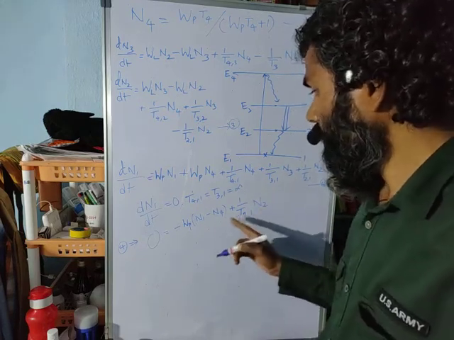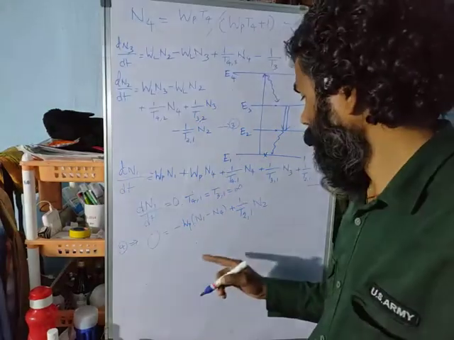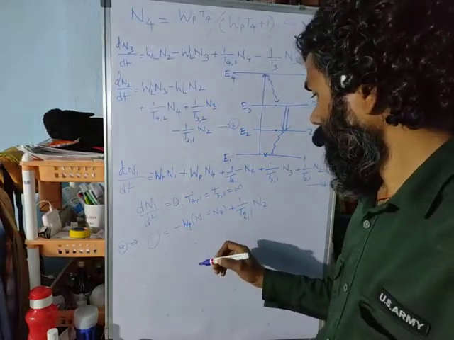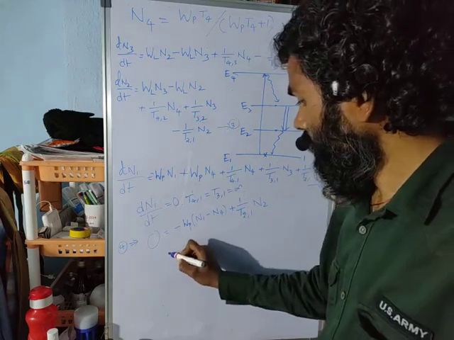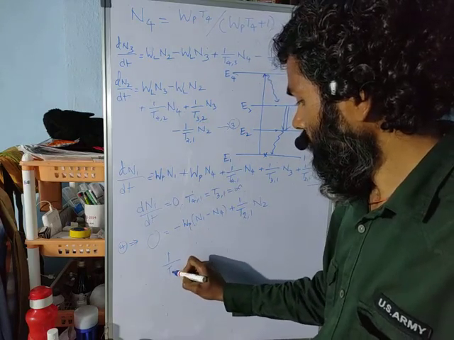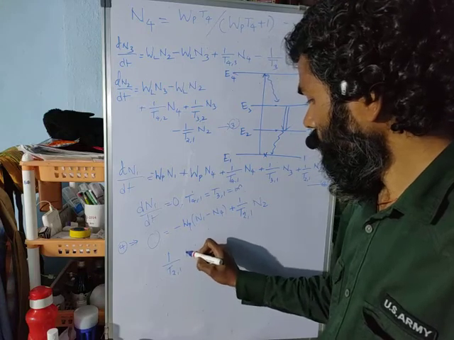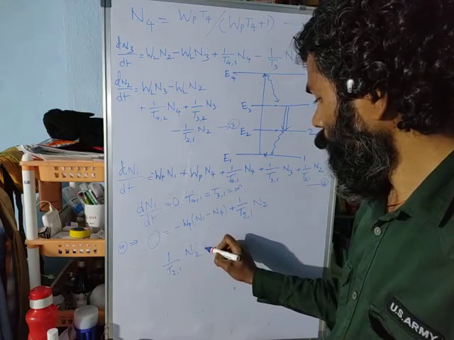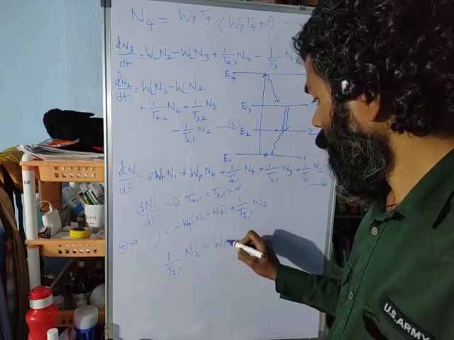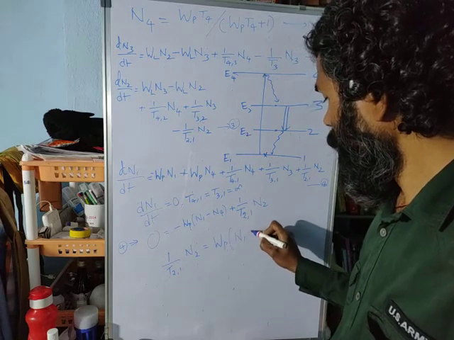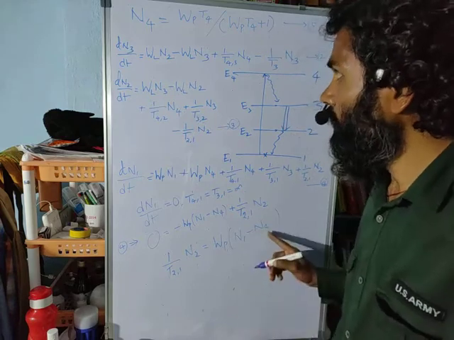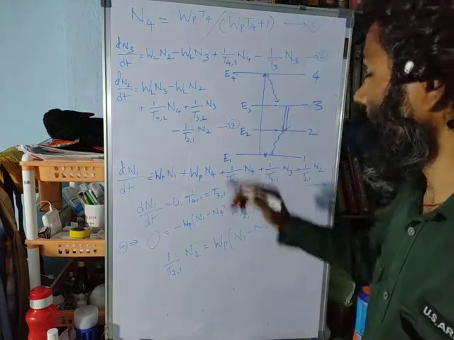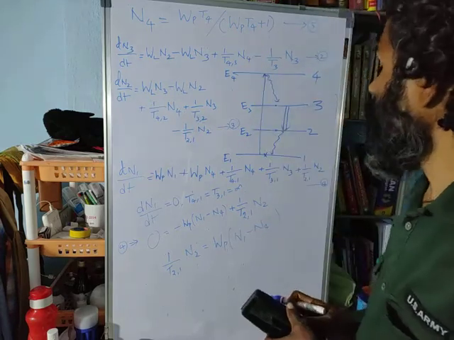So from here, if you send this guy towards this side, and if you send this guy toward this side, then we can write 1 by T21 into N2 is equal to WP into N1 minus N4. This is what we get. And in the place of N4, we can write the stuff from equation number 5.